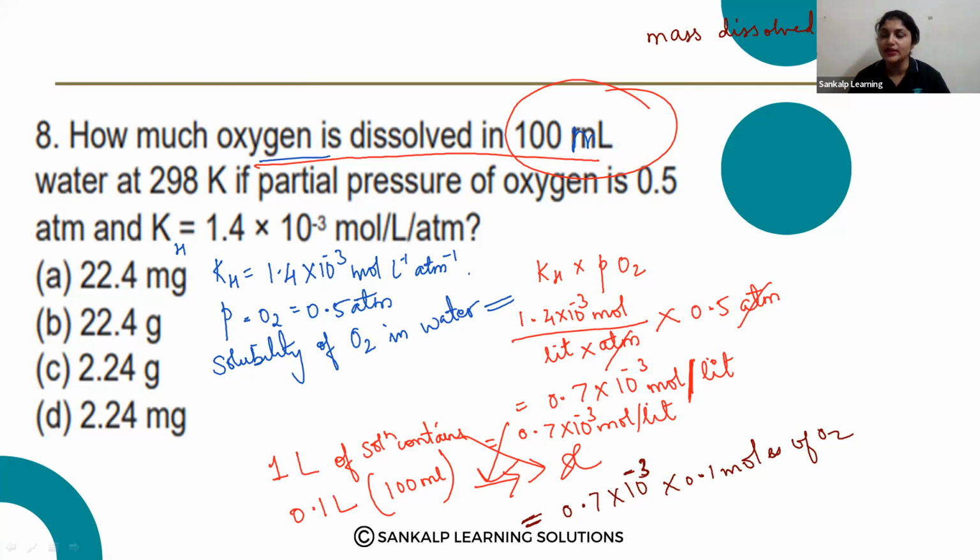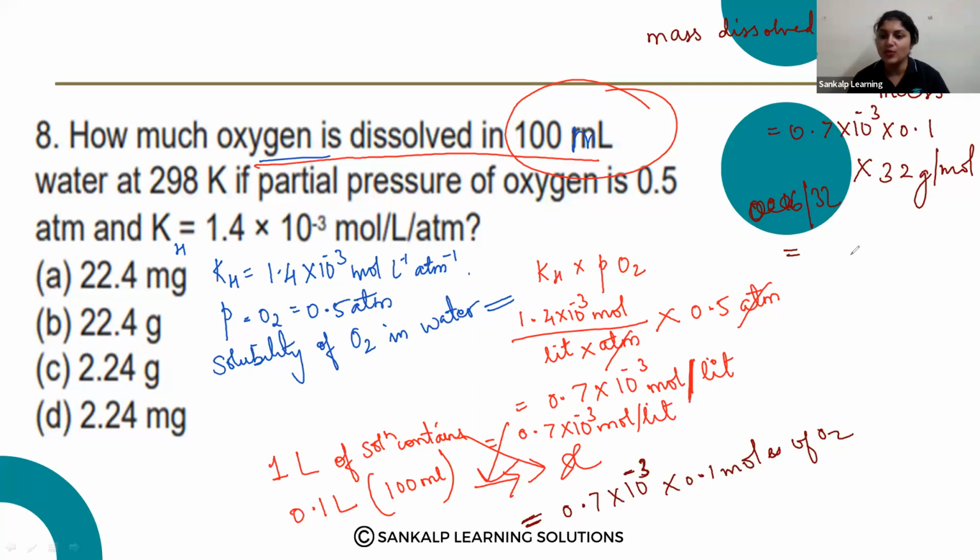Mass dissolved is equal to moles into molecular mass. The number of moles is 0.7 into 10 raised to minus 3 into 0.1. What is the molecular mass of O2? Each oxygen is 16, so there are 2 oxygens, so it will be 32 grams per mole. So it is 0.7 into 10 raised to minus 3 into 0.1 into 32 grams per mole.